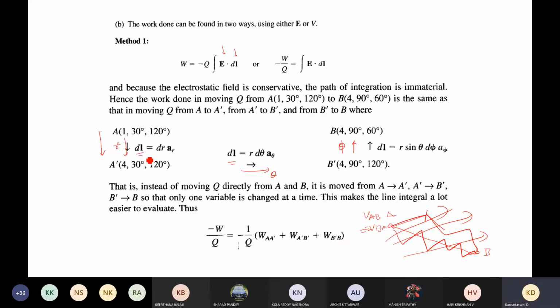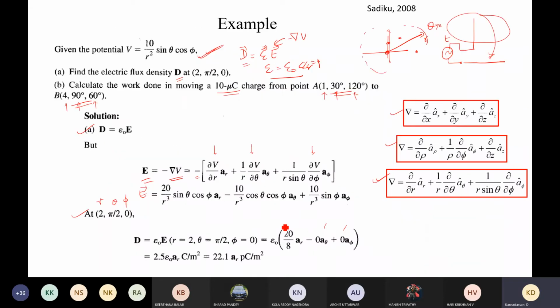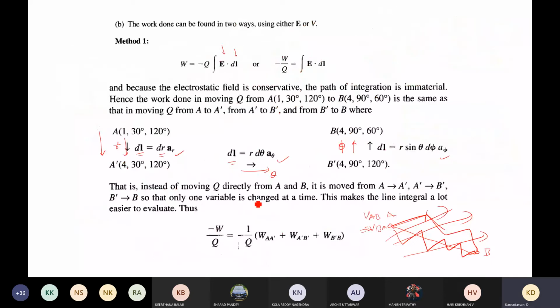Moreover, these operators are very easy to write. The DL operator is dr in the AR direction, for theta it is R d theta, and with respect to phi, it is R sine theta d phi. That's all you have to substitute here, and the corresponding operator alone will come into the picture. Therefore, it is very easy to differentiate, multiply with the electric field and get the integration done. If you do it simultaneously, it is up to you.